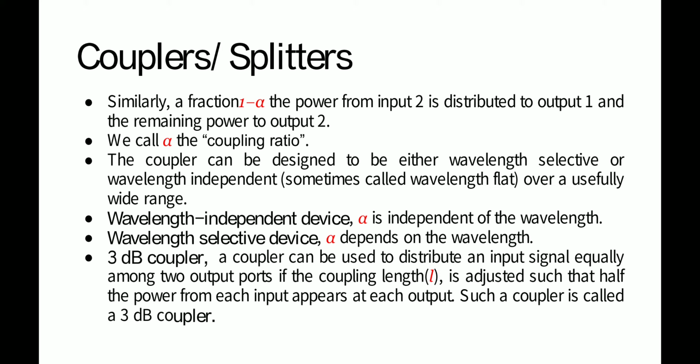3 dB coupler: a coupler can be used to distribute an input signal equally among two output ports if the coupling length L is adjusted such that half the power from each input appears at each output. Such a coupler is called 3 dB coupler.